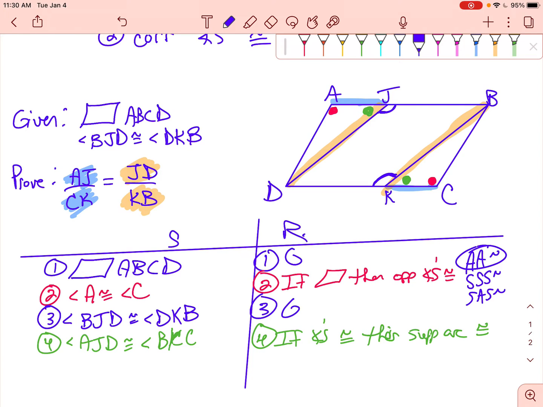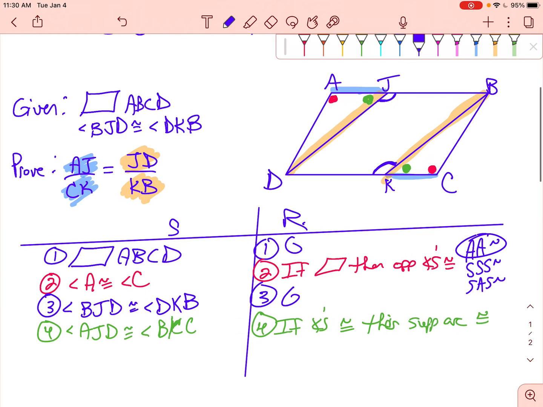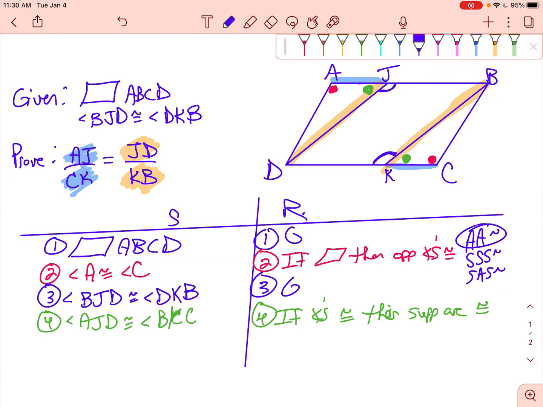Now that we have a red angle that is congruent and a green angle that is congruent, we have two angles that are congruent to each other, so it is justifiable for me to assume that triangle AJD is similar to CKB, and that is by angle similarity. You can see that in step 2 and step 4.